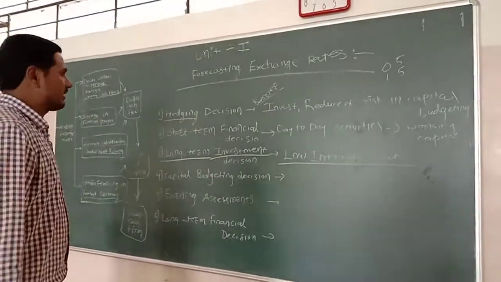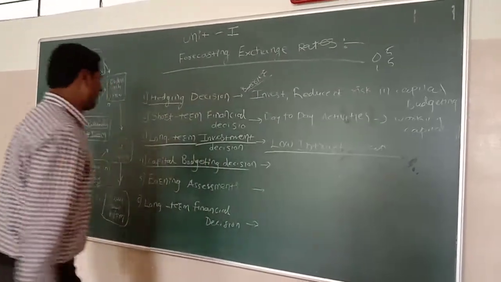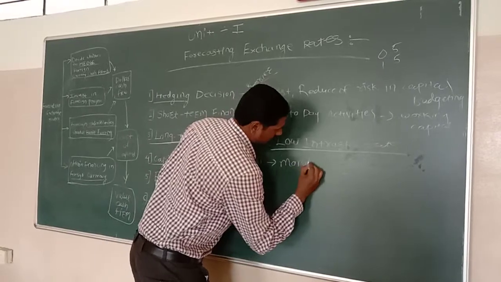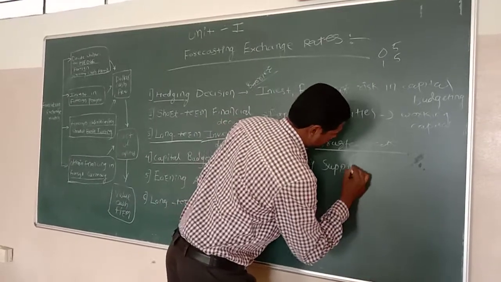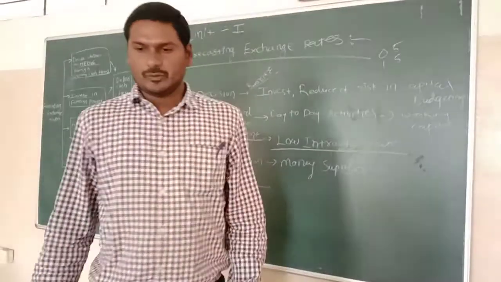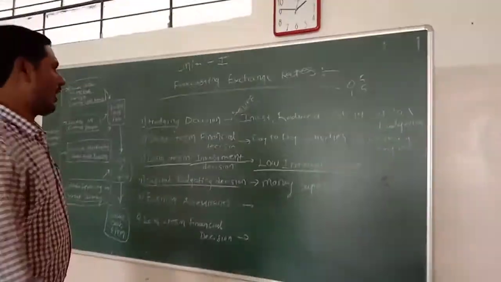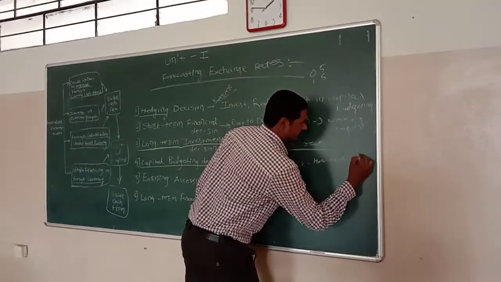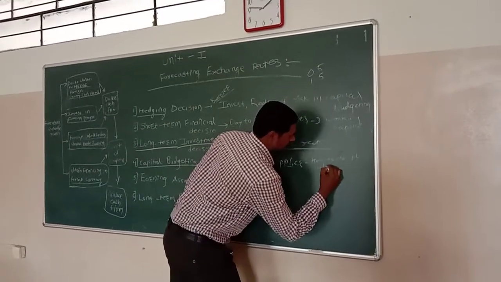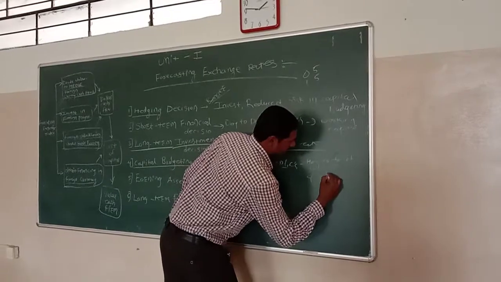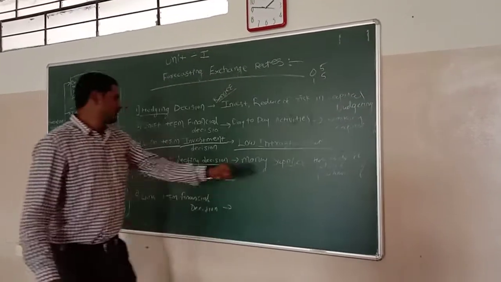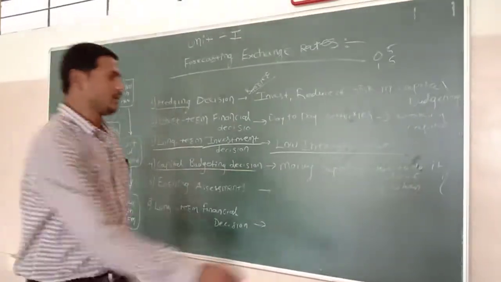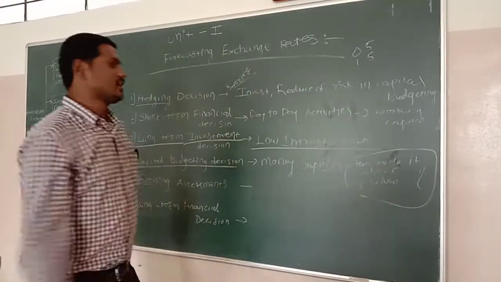Then the capital budgeting decision. What is capital budgeting? Capital budgeting means your money supply. We can understand how to do it, where, and when. These things create a money supplier. When you establish a firm, firstly the priority is these questions: how to do it, where, and when.